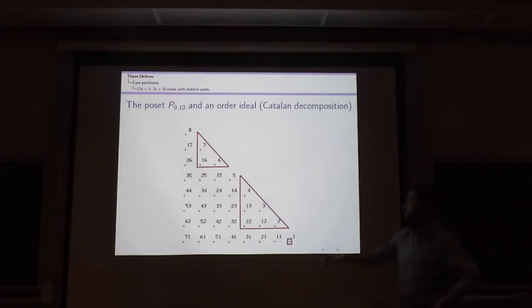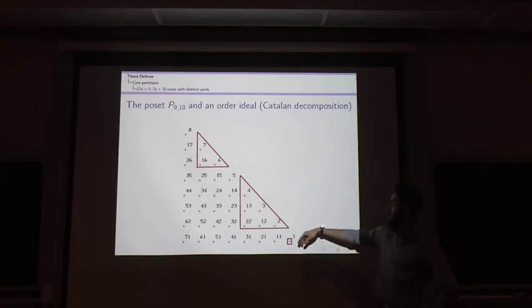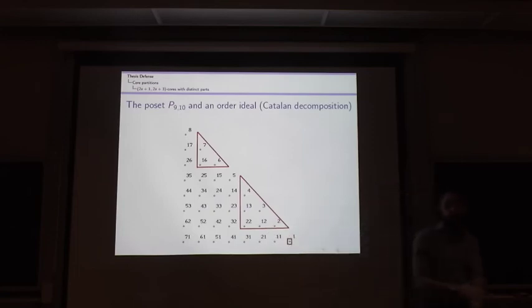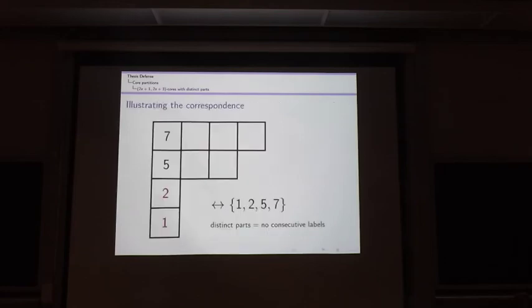Okay, so in this case, you can enumerate the order ideals by some kind of Catalan type of decomposition, right? You say, okay, an order ideal is like a concatenation of two smaller order ideals, and you can do the Catalan thing. But we already took care of this case before.